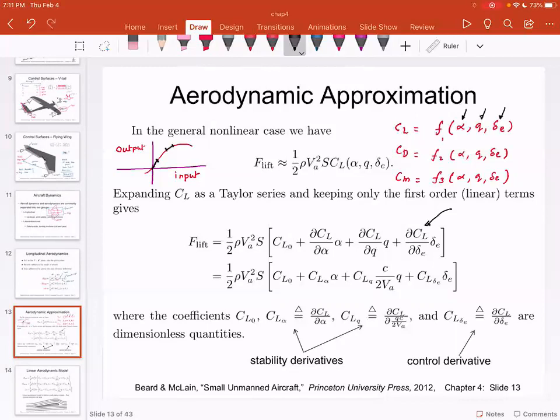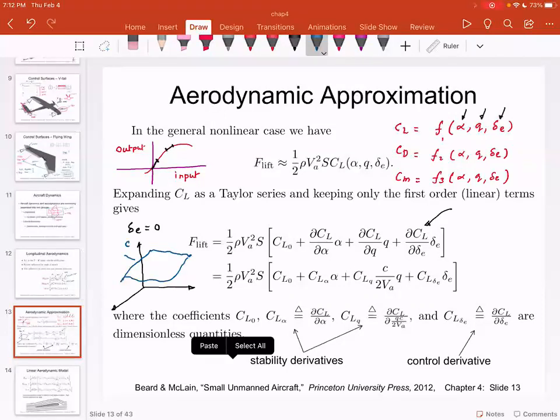Now this needs a little discussion. Just imagine, for the sake of discussion, that my elevator deflection is constant, so I'm going to assume that my delta E is equal to zero. And I want you to visualize a three-dimensional plane, something like this. This is my CL, and I have alpha here and Q here. So this surface gives me the relationship between the variation of alpha and the variation of Q.